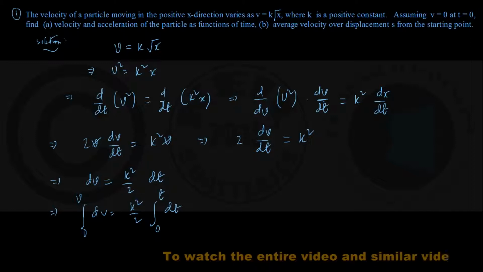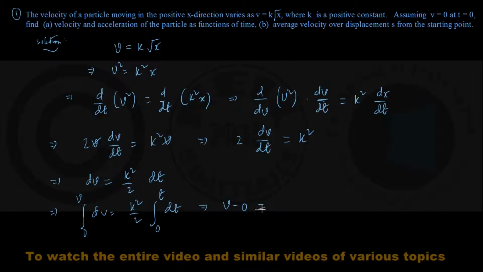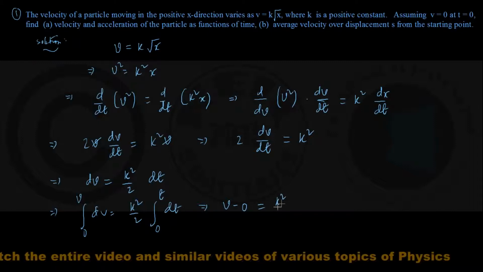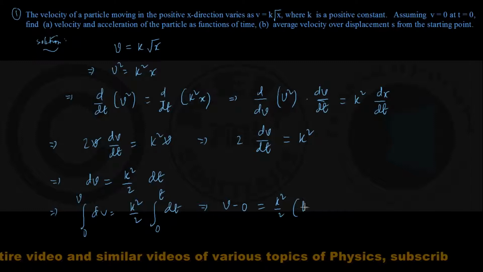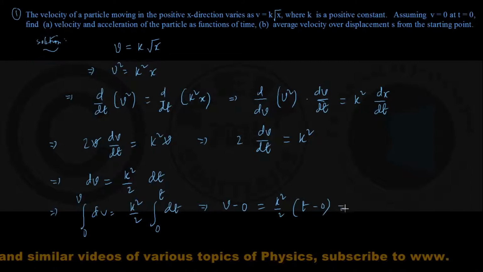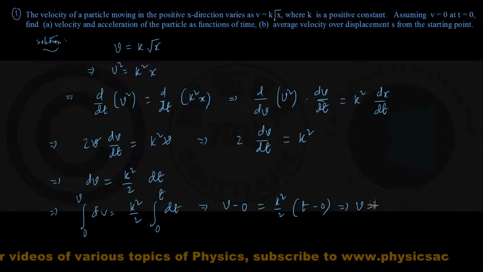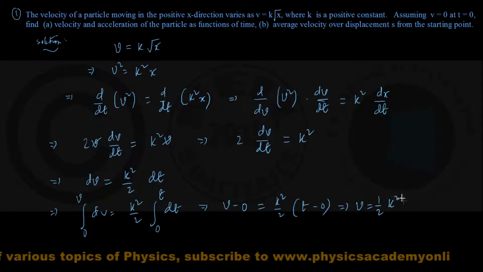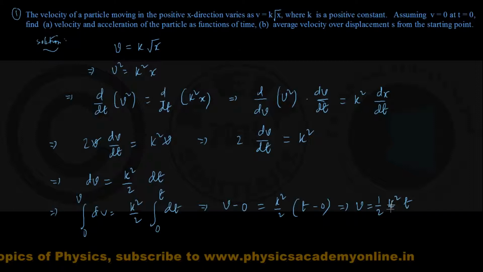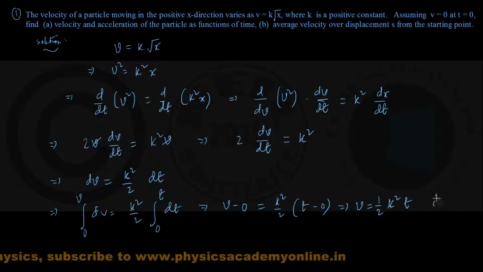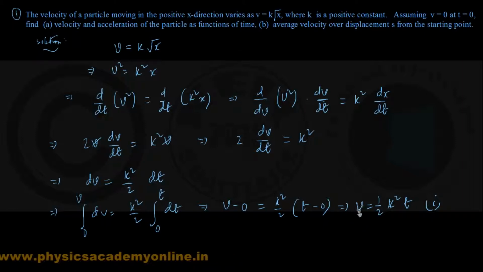That's my intention. Integration gives left hand side v minus 0, right hand side k square by 2, and then again t minus 0. And we have got v is equal to half into k square into t. That is the first part of the question. We have expressed velocity of the particle as function of time, which is v is equal to half into k square into t.